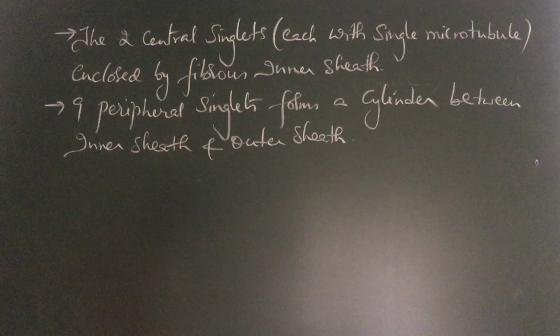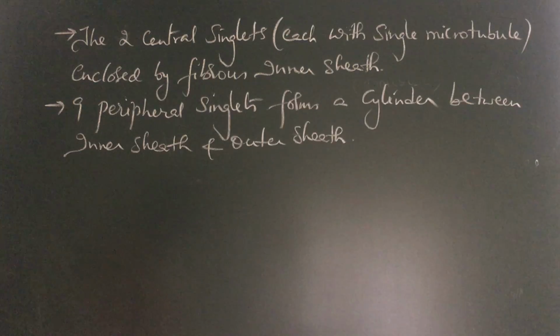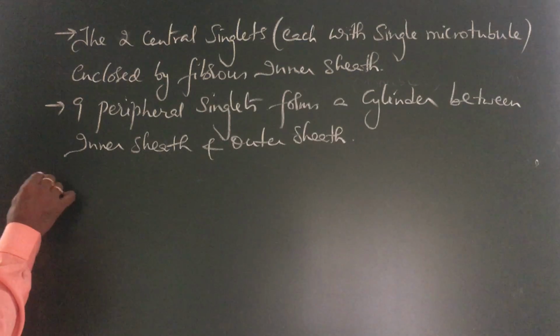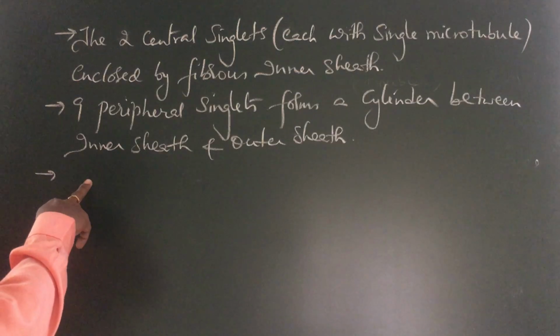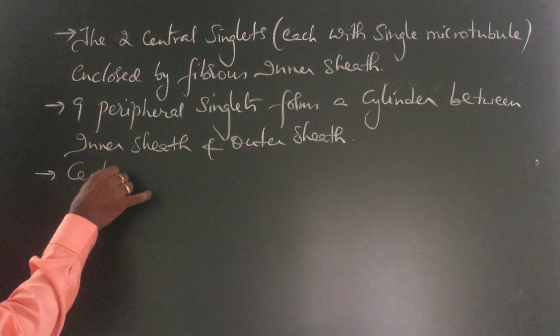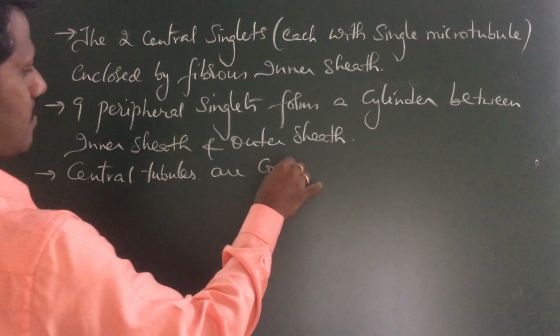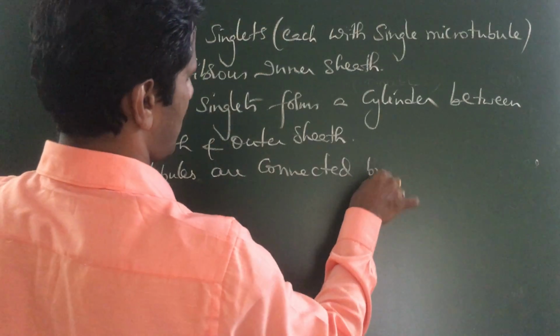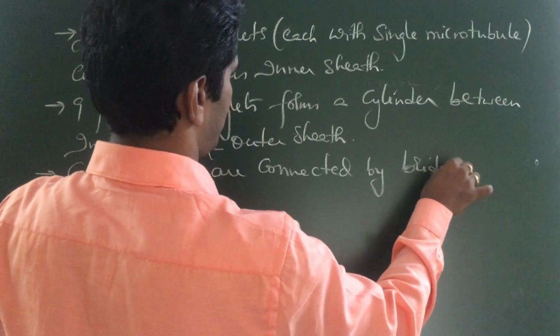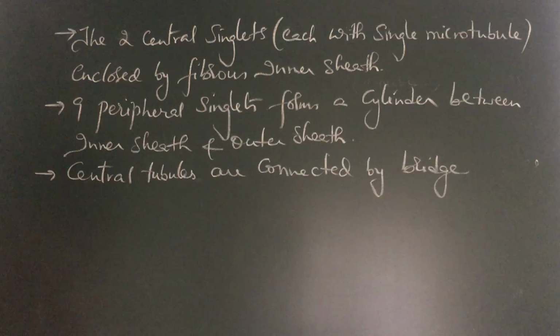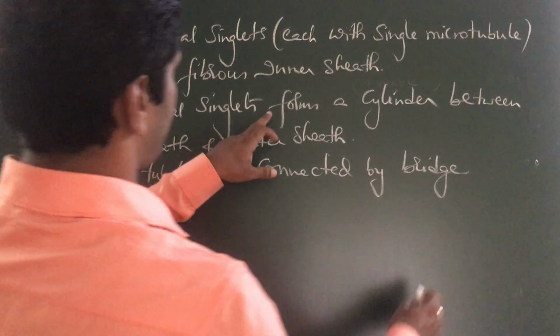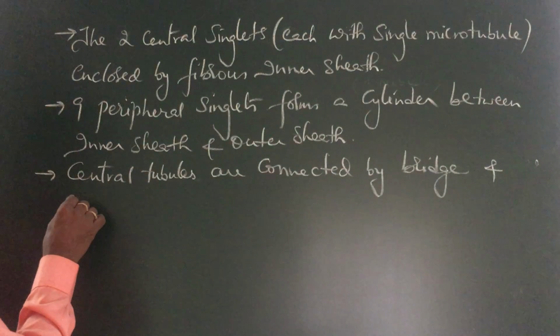Next. Central tubules are connected by bridges and enclosed by the central sheath. The two central microtubules, that is the central tubules, are connected by bridges and enclosed by the central sheath, which we already discussed.